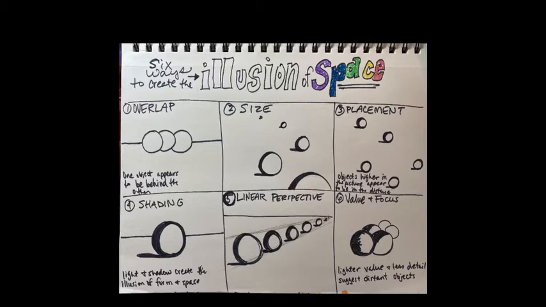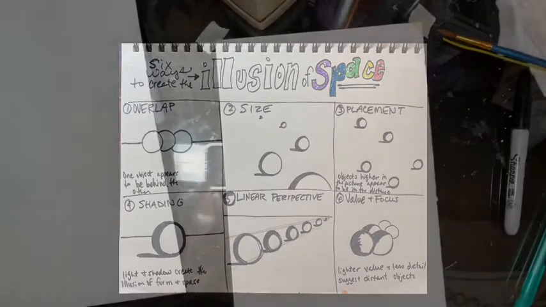Then we have linear perspective. Using perspective is where you're getting from big to small using parallel lines going off into a vanishing point. And then the value and focus, where lighter value and less detail suggest distant objects. So up close we use lots of detail and shading and value, and then as they get farther back, you don't have much detail in the objects, and that suggests that it's more distant.